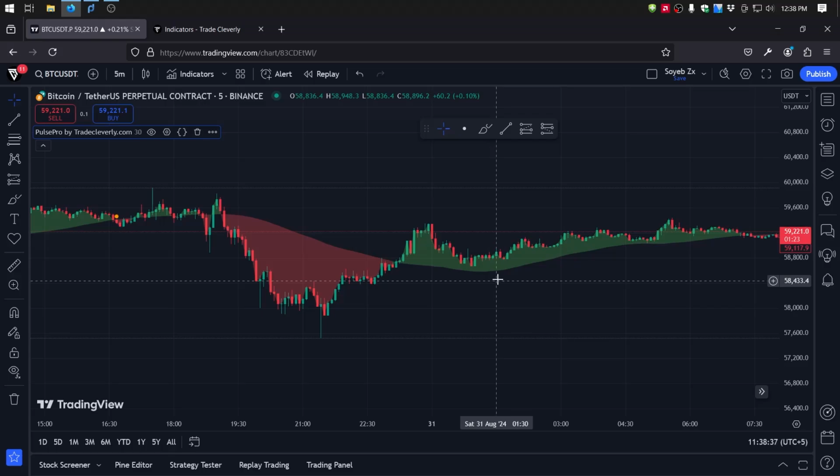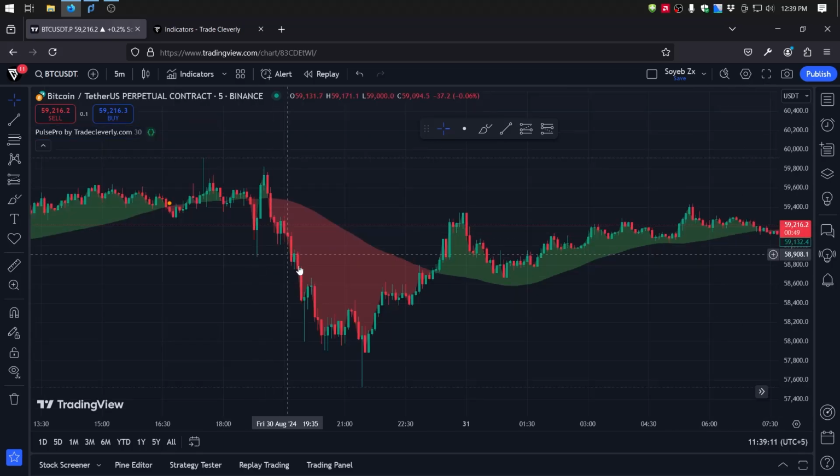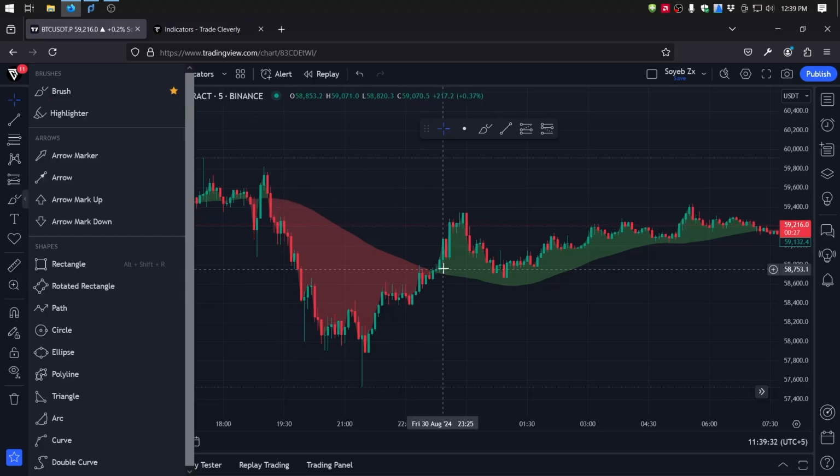This indicator is very easy to understand. There are just two colors, red and green. When the red color appears, that means the market is bearish and it could go down, and when the green color appears, that means the market is bullish and it's going up.